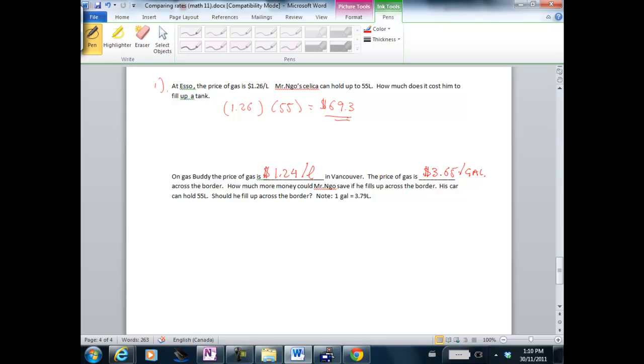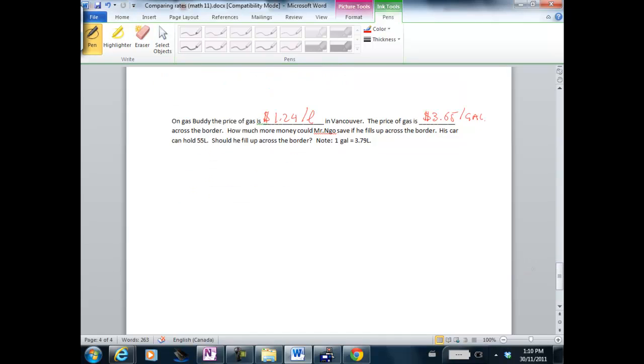Guys, that's where you figure out what to do. Why would you go to Seattle? No, that's where the cheapest gas is, across the border. Find out how much. This is the Canadian price. Let's write down Canadian. Okay. And we're going to write down US price.